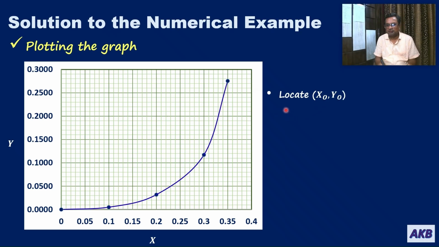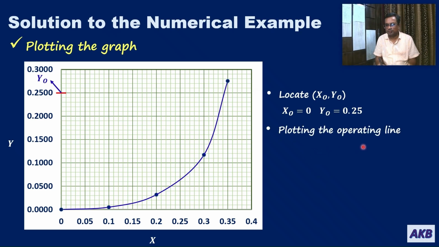After plotting the equilibrium curve, the next task is to locate the point x0, y0. x0 is 0 since we are using pure adsorbent. Capital Y0 we have calculated earlier. It is 0.25. So the point will be located on the y-axis where Y is 0.25, over here. It is y0. The operating line will start at this point. Now let us plot the operating line.